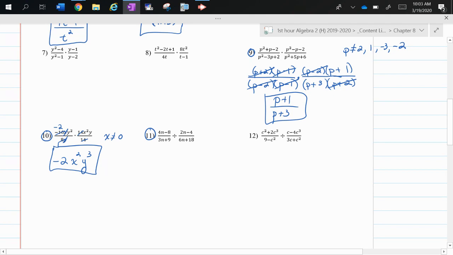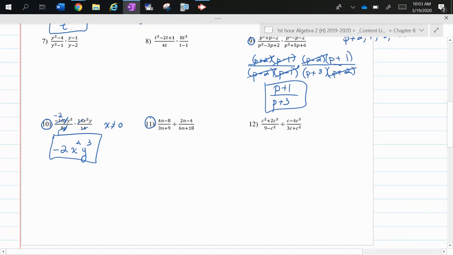Okie dokie. Now we're ready to go to number 11. Hope everyone's following along. And notice number 11 says we're dividing. So we remember that when we divide, we multiply by the reciprocal. So I'm going to do two things at one time. I'm going to factor my numerator here, factor out a 4. My greatest common factor is 4. And in the denominator, I'm going to factor out a 3. And then I'm going to change the division sign to a multiplication sign. And I'm going to flip the other fraction.